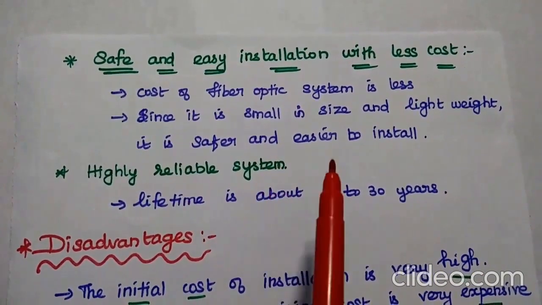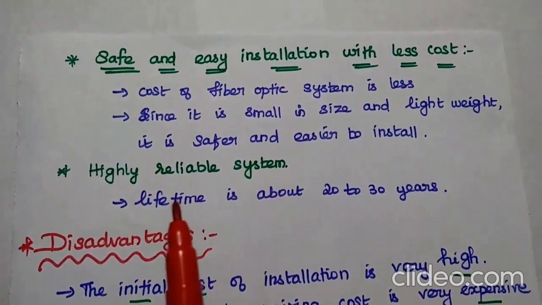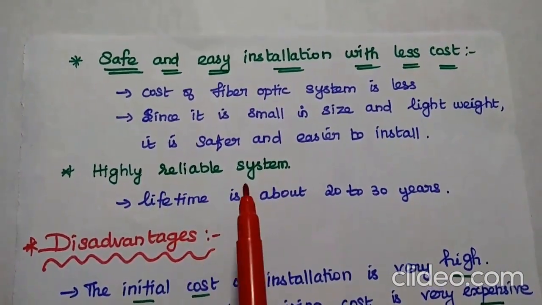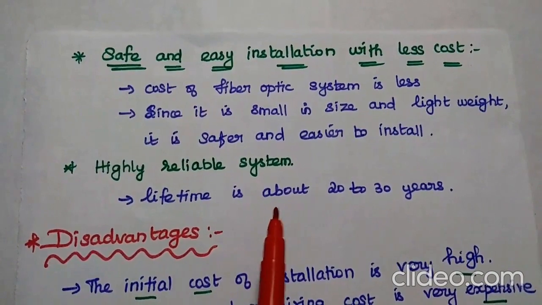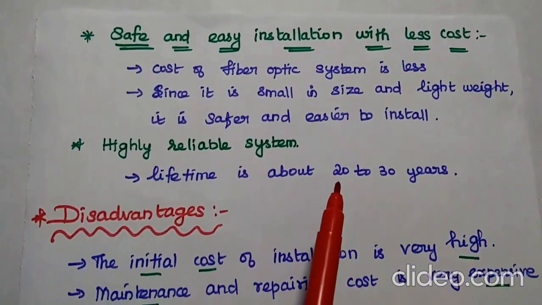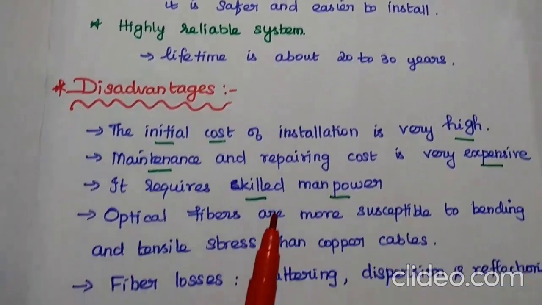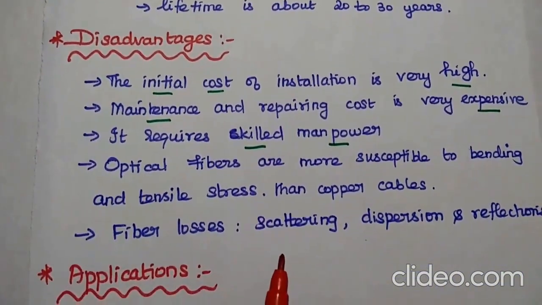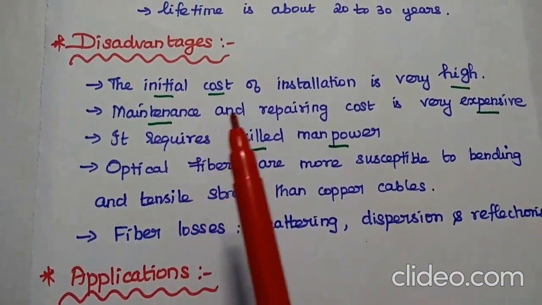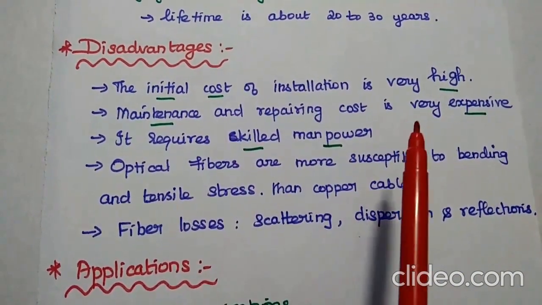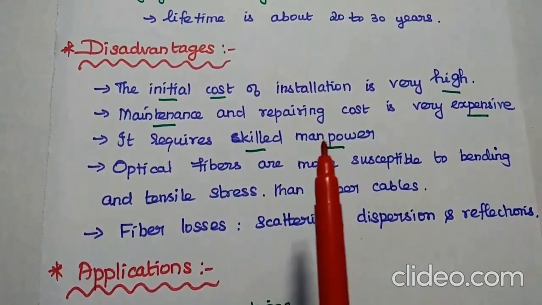So coming to the disadvantages, the main thing is initial cost. The initial cost of installation is very high, so for a one-time investment you have to put in more cost. Then maintenance and repair cost is very expensive. Then skilled manpower is required for doing all those things.